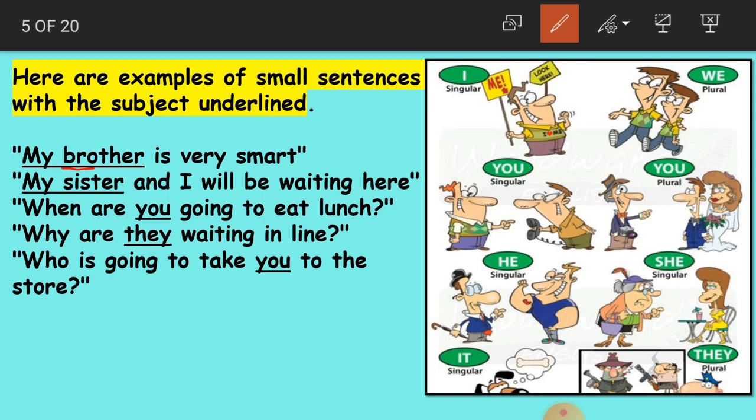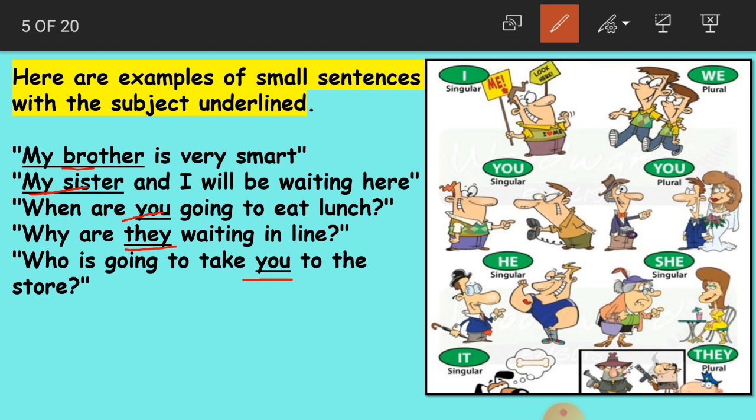Okay, so my sister and I will be waiting here. When are you going to eat lunch? Why are they waiting in line? Who is going to take you to the store? Just imagine, remove these underlined subjects and see how the sentence is going to look. You cannot feel the completeness there. Okay, children? So you have to remember this.